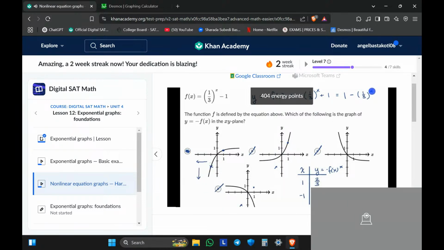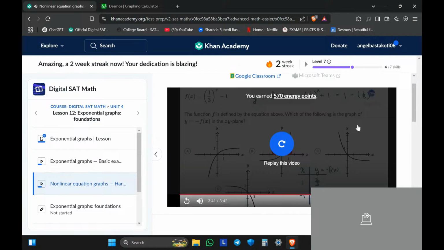And then as x gets larger and larger and larger, more and more positive, 1/3 to larger and larger positive exponents is just going to get closer and closer to 0. So you're going to approach 1 as x gets larger and larger. And it looks like that is what is happening with this graph right over here. As x gets larger and larger, y is approaching 1. So once again, we like choice A.